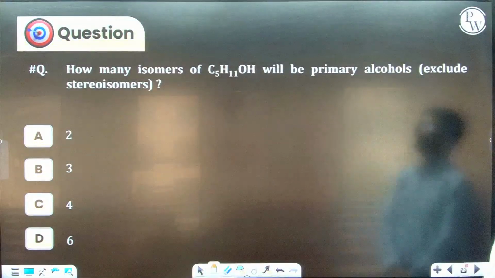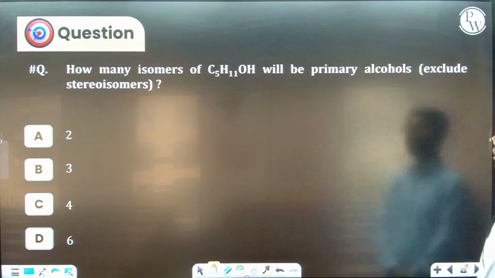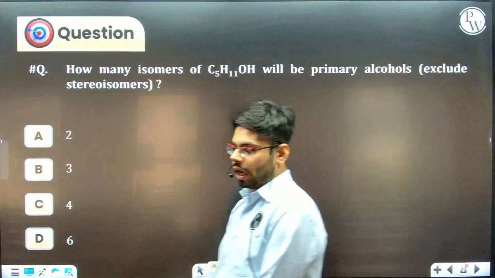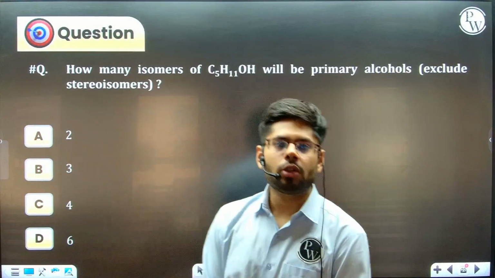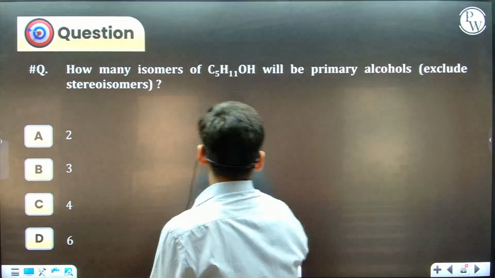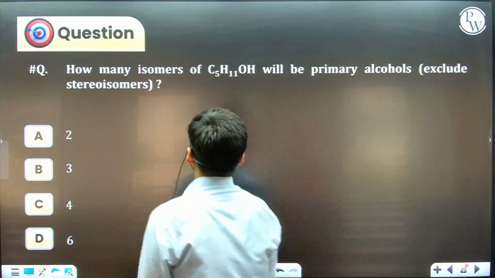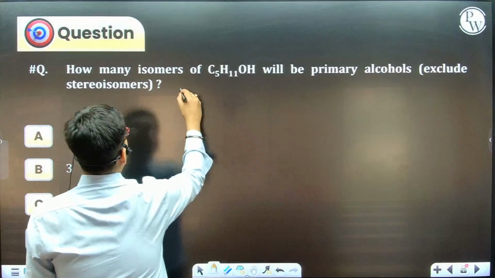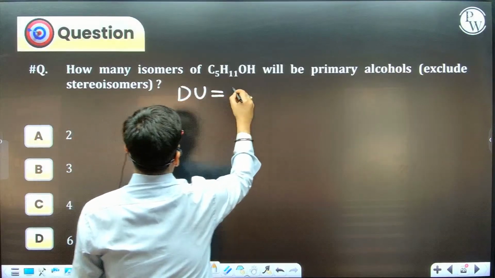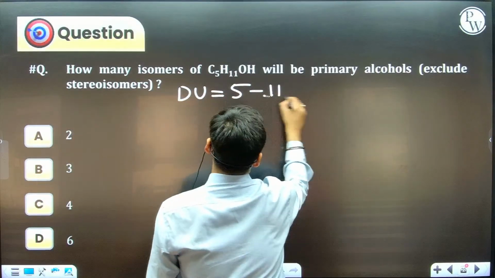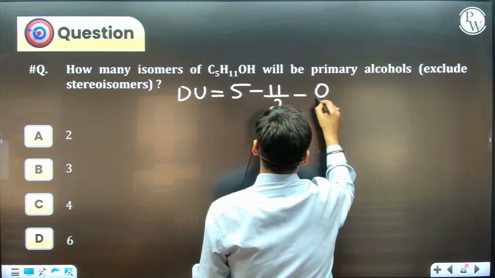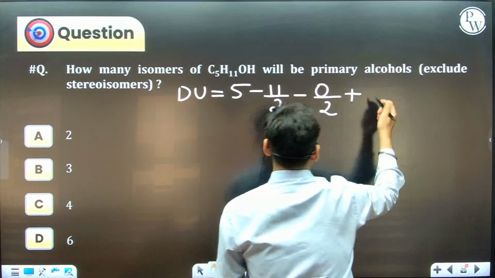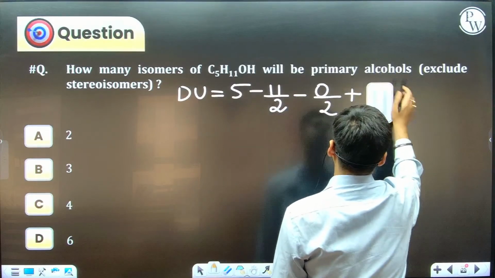Okay, how many isomers of C5H11OH will be primary alcohols? Exclude stereoisomers. That means we don't have to count geometrical isomers, we don't have to count optical isomers. Okay, fine. Now, what is the degree of unsaturation of this? We need to find out DU first so that we know whether there is any pi bond or not, whether there is any ring or not.